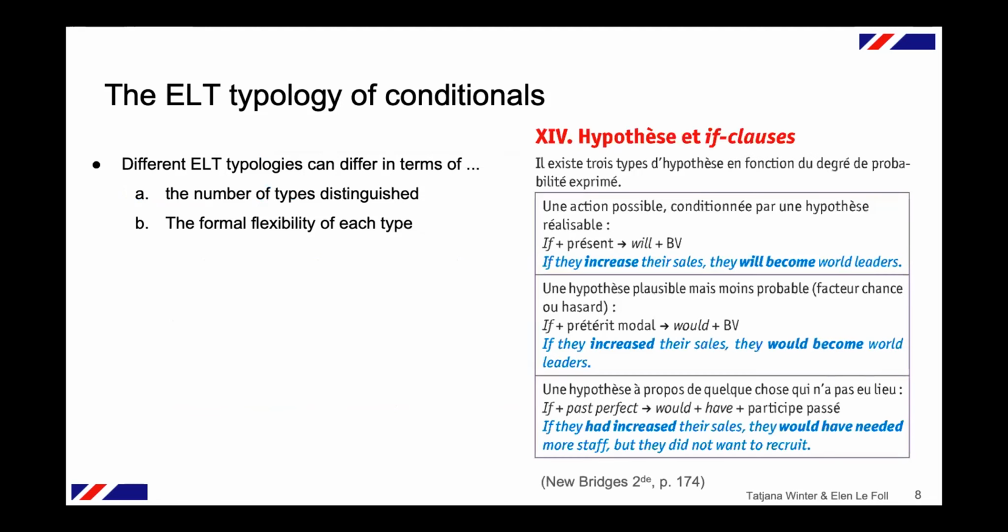And indeed, we can say that although we have this sort of consensual ELT typology, there is quite a bit of flexibility. So some textbooks and learner grammars will add more or fewer or none at all modal verbs in some of these types, and not all textbooks refer to them as type 1, 2, and 3. So here we have an example from a French textbook where clearly they are referring to and describing type 1, type 2, and type 3, but they're not actually calling them types 1, 2, and 3.